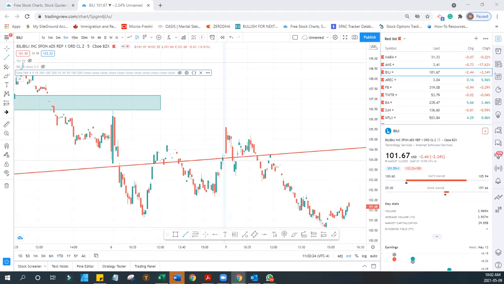If you want to find the resistance, you look at the 1 hour and the 4 hour time frame. If you're doing swing trading, look at the daily or the weekly time frame. Anybody has any questions or concerns so far?